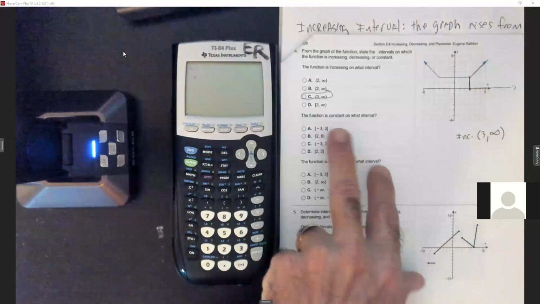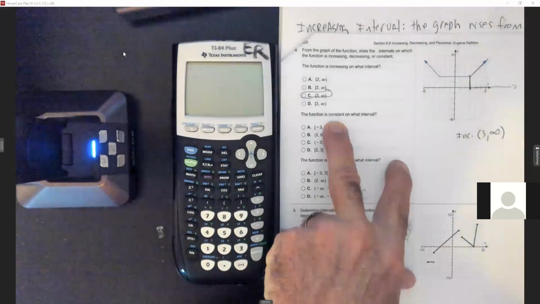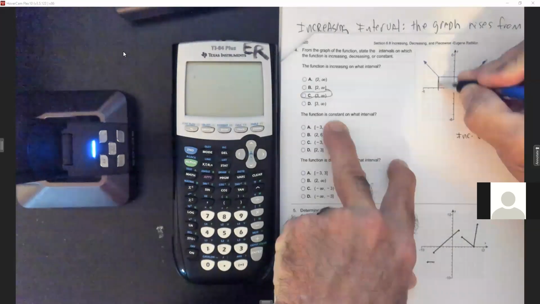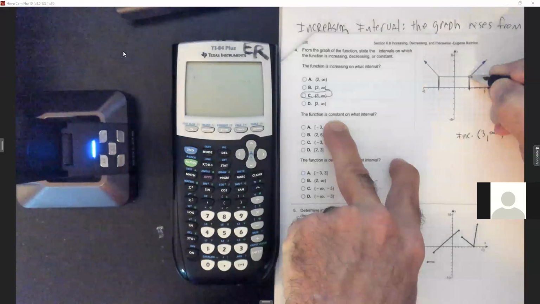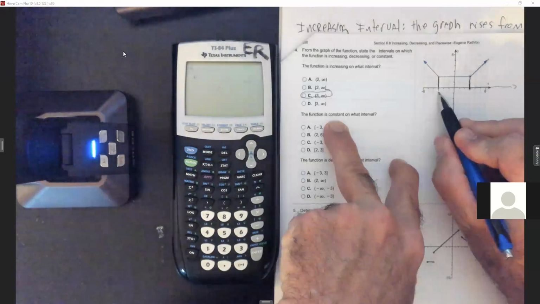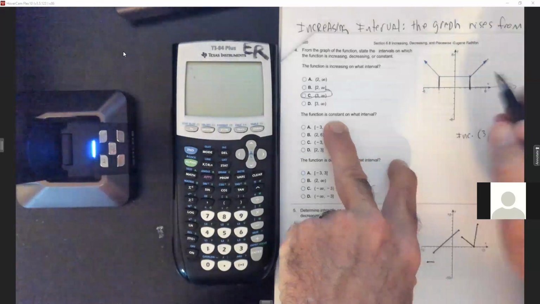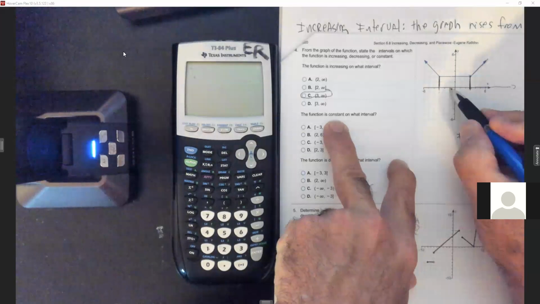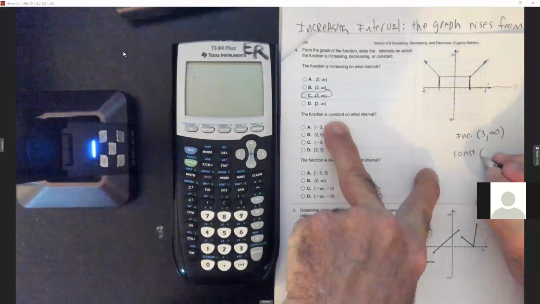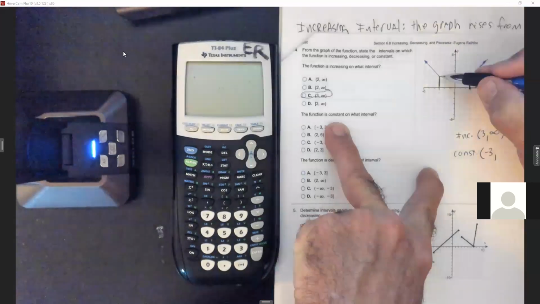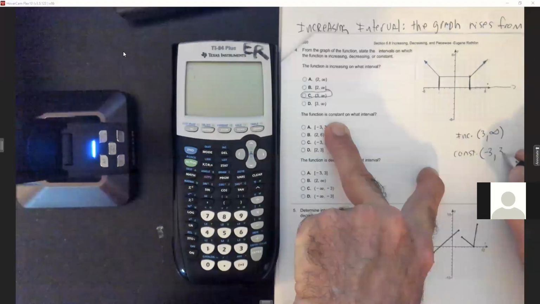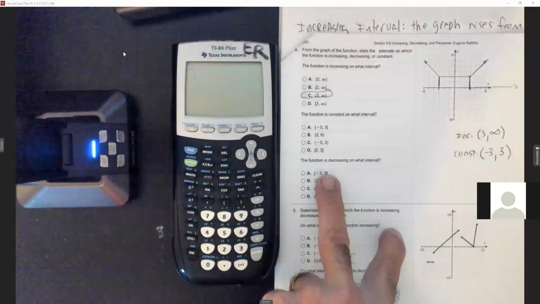All right, then it says the function is constant on what interval? Well, it's constant starting at this x value until it hits the x value where I started increasing. So we want to see what this x value is to that x value. So let's see, we got -1, -2, -3. So this is our constant. Started at -3, and then it's constant until I hit the x value of a +3. So we want -3, 3, which would be C again.